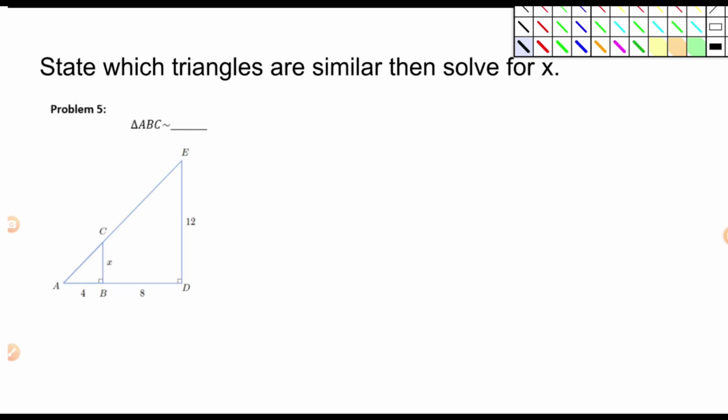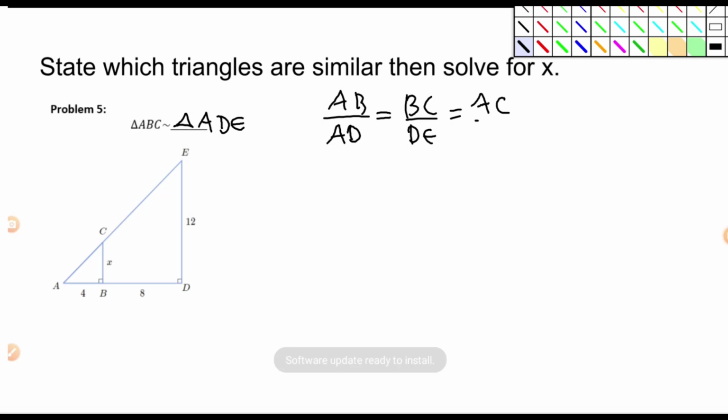Let's try the next problem. Same thing. I would first state the triangles that are similar. So ABC is similar to triangle ADE. This is kind of easy because they're the same letters, and that would be by angle if you're asking. And then I can write a proportion out. So AB corresponds to AD, and BC corresponds to DE, and last AC corresponds to AE.